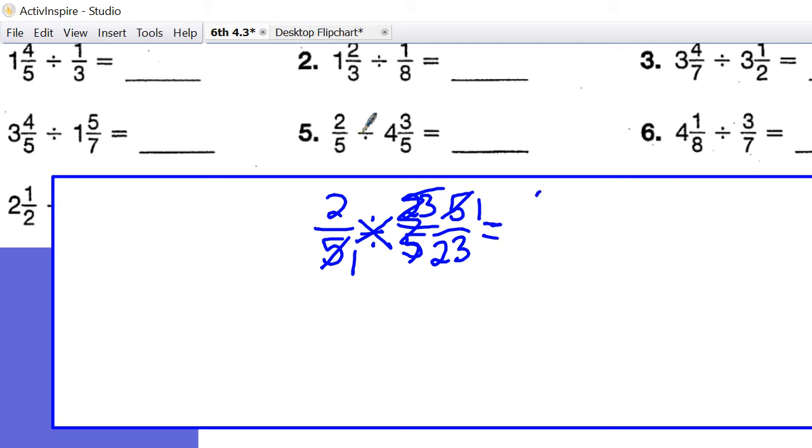Now my numerators are 2 times 1. My denominators are 1 times 23. And 2 and 23 don't share a factor, so the answer is 2/23.